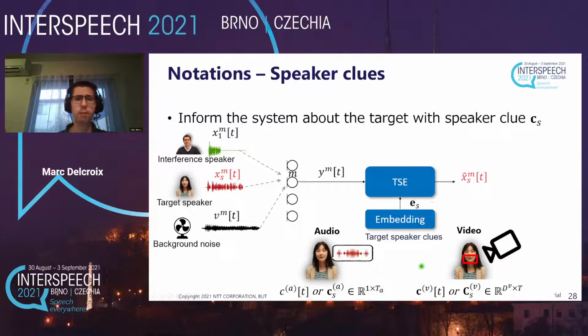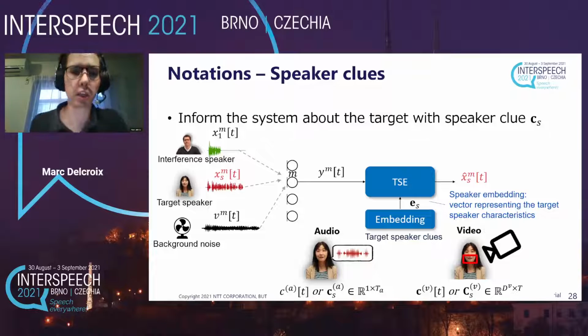From these clues, we can extract embedding, speaker embedding vectors, and these embeddings will represent the target speaker characteristics. For example, in case of audio, this vector may represent the voice characteristics. For example, is it a female voice or male voice, or more detailed characteristics? This kind of information may be included in the speaker embedding. For video, this embedding will represent, for example, the position of the mouth of the target speaker speaking in the mixture.